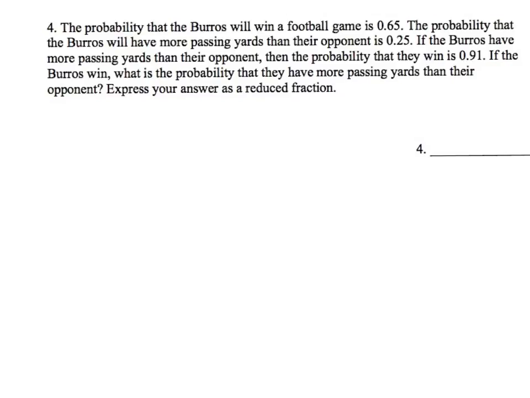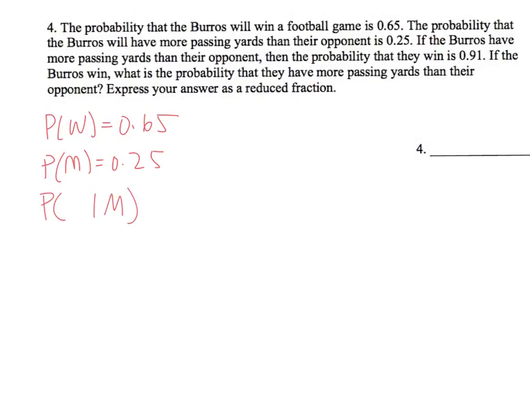So I started by writing down all the information that we have. We know that the probability that our team will win is 0.65. We know that the probability that they will have more passing yards than their opponent is 0.25. So I used W to mean win and more passing yards to be M. We also know that given they have more passing yards, the probability that they will win is 0.91. We're looking for, if they win, what's the probability that they have more passing yards?